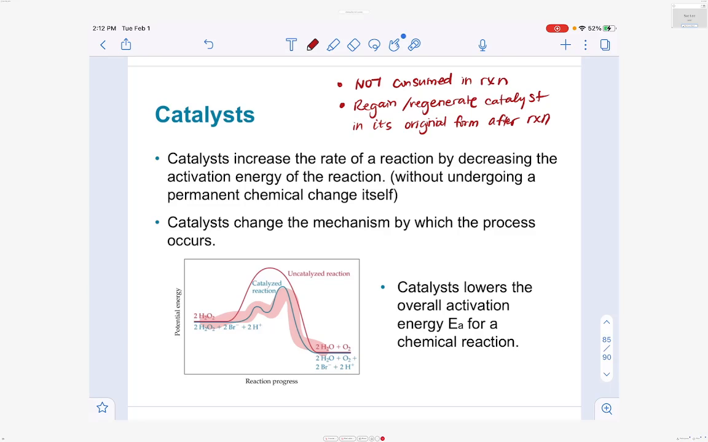A catalyst is just a helper. It's boosting the reaction speed. It's only helping the reaction to occur faster. So you might ask, will the reaction still happen without a catalyst? Yes. A reaction will still work without a catalyst, but if you have a catalyst, it will happen faster. So it's like a booster.